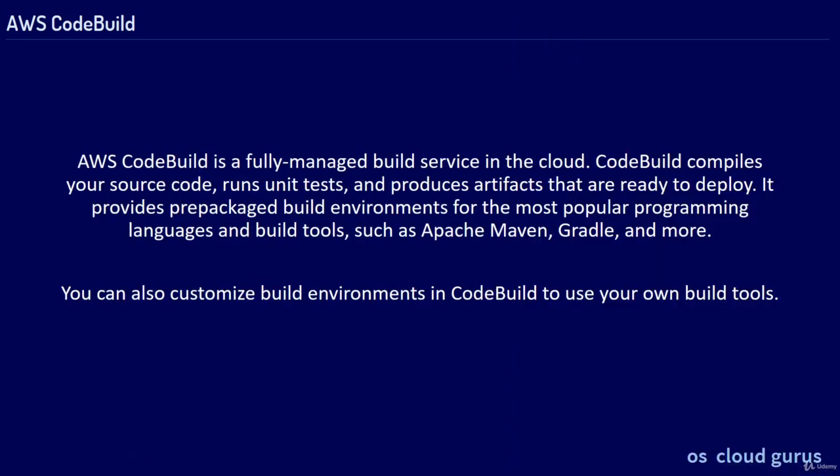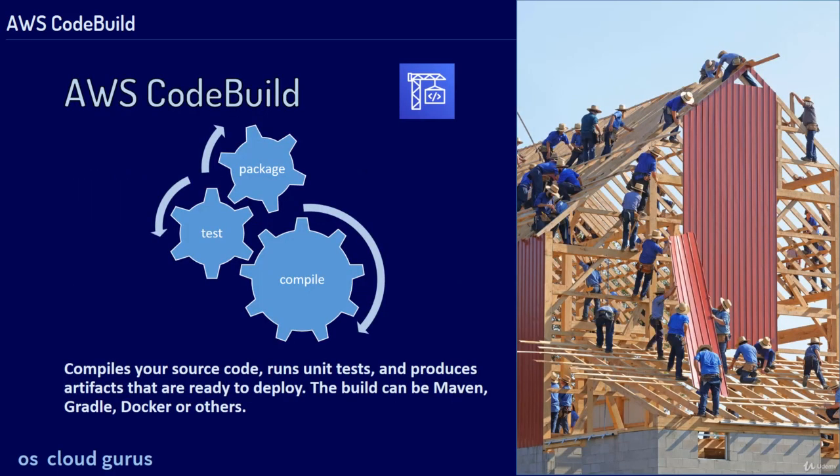Here's one more definition, but I think you're going to understand it better with our hands-on examples we will create together. For now, you should keep in mind CodeBuild is a managed build server or service where you can build, compile, and test your software. If you already have experience with build servers like Jenkins, you know anyway what CodeBuild is all about. Or to summarize it really short, CodeBuild compiles your source code, runs unit tests, and produces artifacts that are ready to deploy. The build can be Maven, Gradle, Docker, or others.